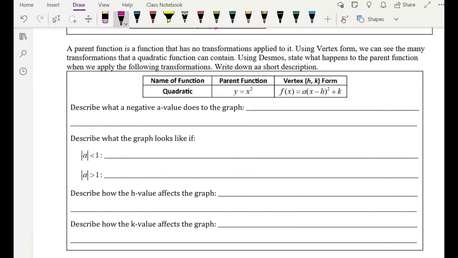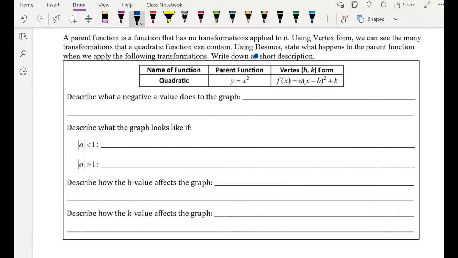So if you were absent, make sure you speak to your teacher about this decimal activity. State what happens to the parent function. We apply the following transformation. Write down, oops, looks like I have two A's here. Write down a short description. So from your transformation decimals activity, this is all for you to fill out, okay?